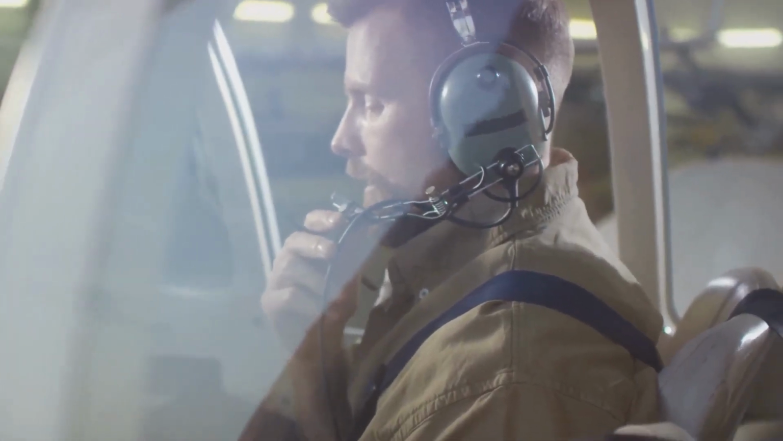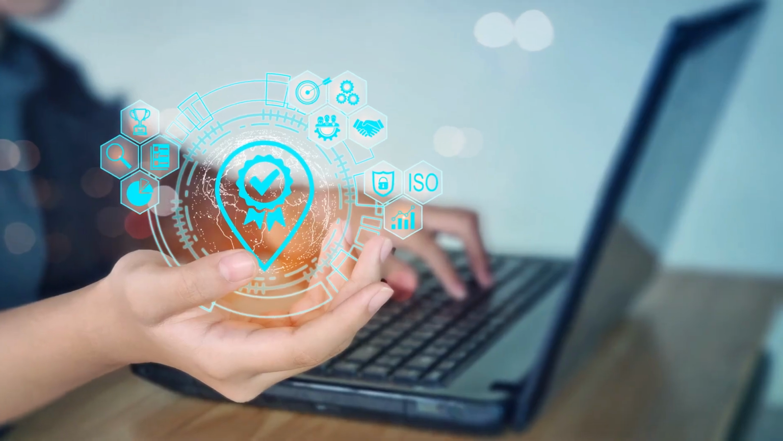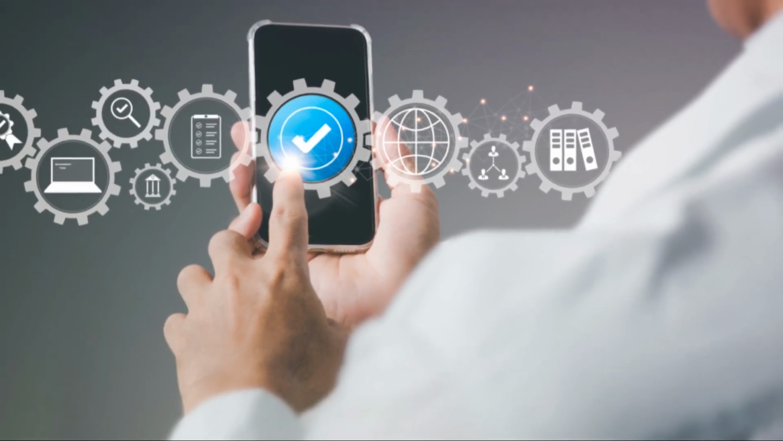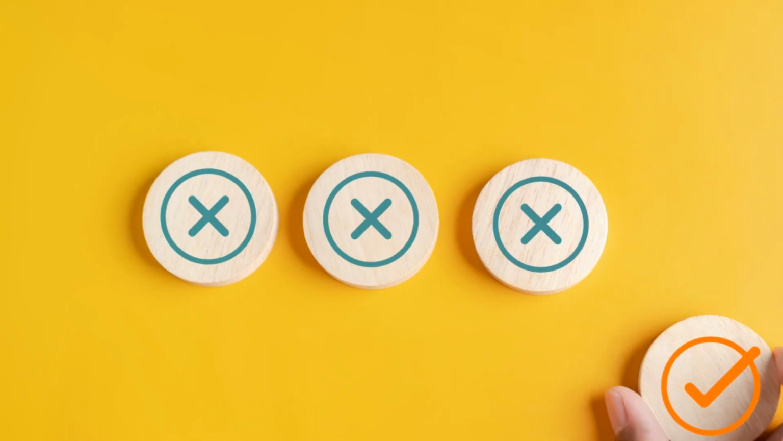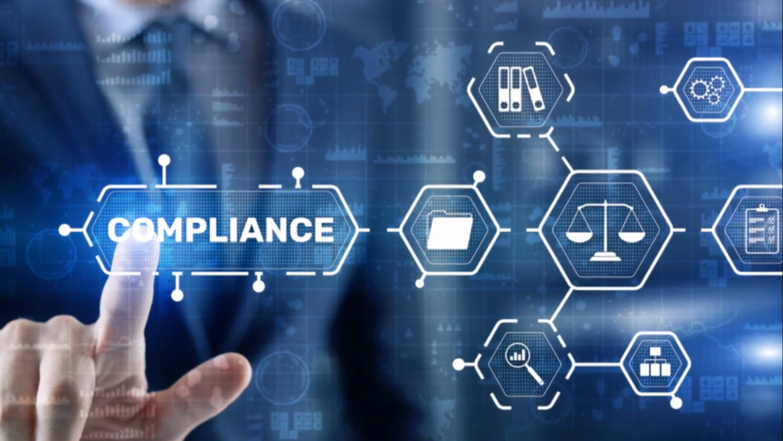Then come the safety tests. These are perhaps the most critical of all. Here, the aircraft's safety systems are put to the test. The emergency evacuation systems, fire suppression systems, and even the seat belts are all scrutinized. The aircraft must demonstrate that it can handle emergency situations and keep passengers safe.